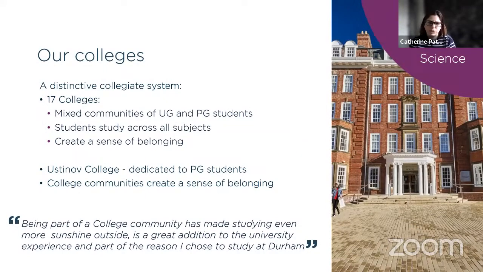Most of them are a mix between undergraduate and postgraduate students. Students in the colleges study across all different subject areas, and they help to create a sense of belonging. So you will be in a college with students that might be in business school or within arts and humanities or social sciences, but everyone lives together and studies in their separate areas. We do also have Euston College, which is dedicated to PG students. So that's here in Durham as well. So you can choose between that college or one of the other 16 colleges, depending on what you prefer. And they just help to create a sense of belonging across all of our student cohorts.